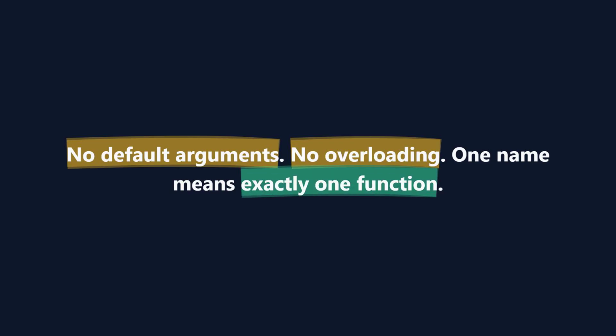The payoff is that when you read a call in Go, there is exactly one function it could possibly be going to. No resolution rules, no guessing which overload wins. If you want optional behavior, you either pass a struct of options, or you write a second function with a different name, greet and greet formally.